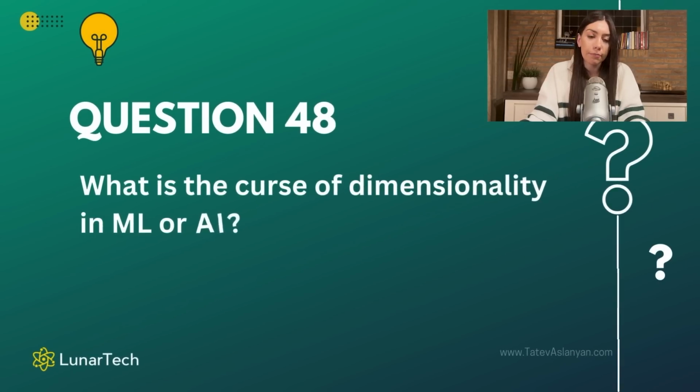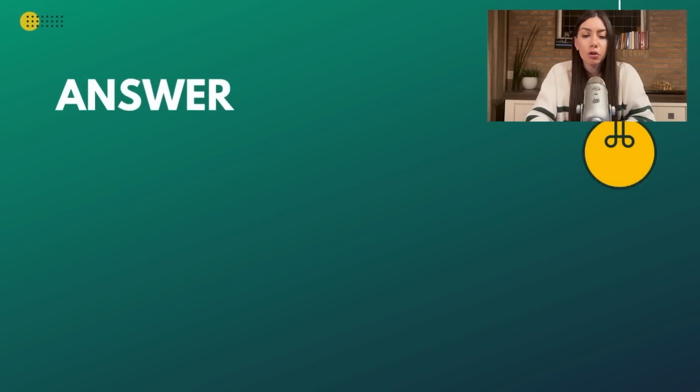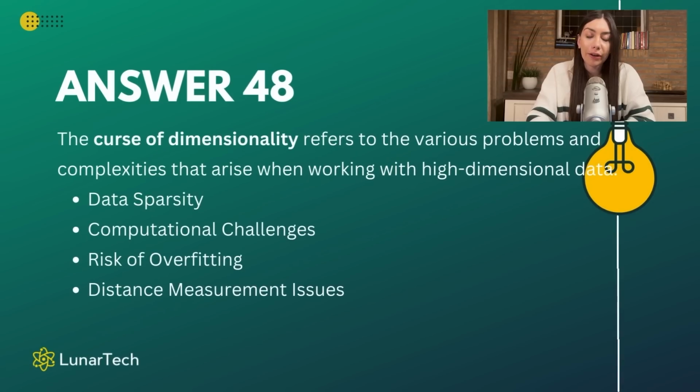The next question is, what is the curse of dimensionality in machine learning or in AI? The curse of dimensionality is a known phenomenon in machine learning, especially when we are dealing with distance-based, neighborhood-based models like KNN or k-means, and we need to compute distances using measures such as Euclidean distance, cosine distance, Manhattan distance. Whenever we have high dimensional data, so we have many features in our data, the model starts to really suffer from the curse of dimensionality.